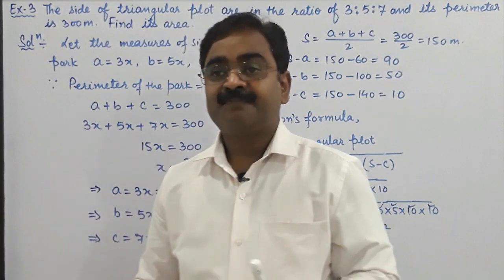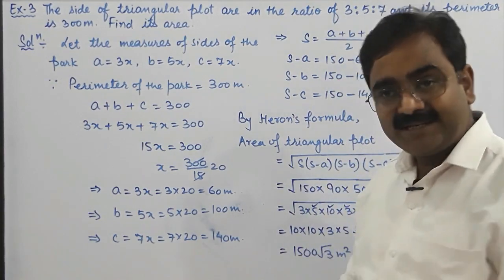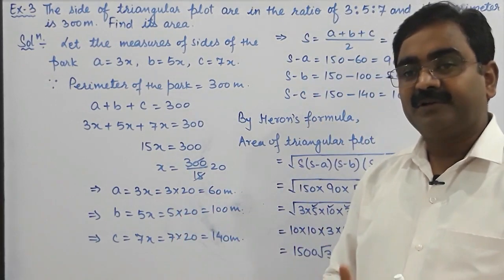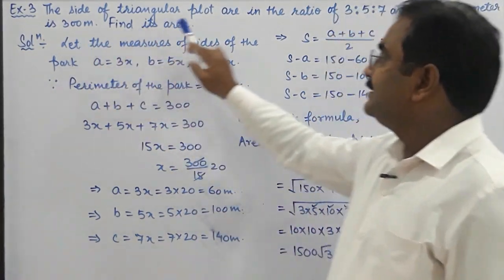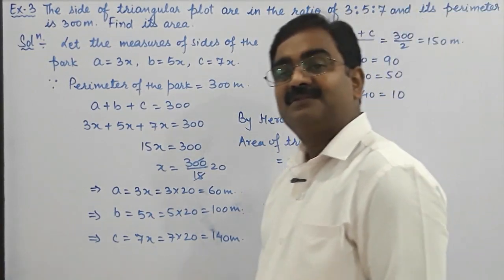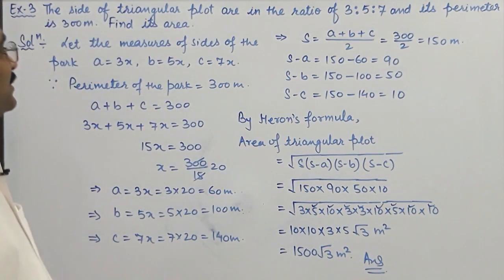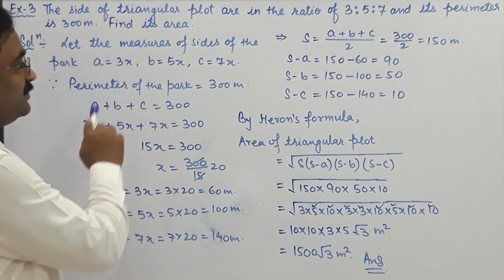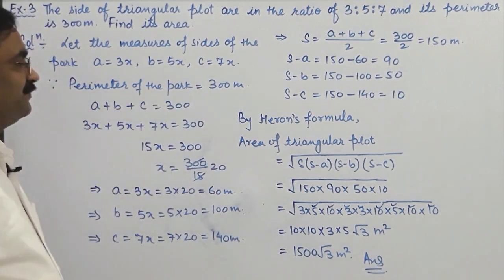So dear students, keep patience, understand each and every step carefully. Once again I am going to explain to you. Watch carefully, if there is any difficulty you can comment in the comment box. First of all, as the sides of this triangular plot were in the ratio of 3:5:7, we took these ratios as the actual measure of the sides. So we supposed the sides of that triangular plot: first side a is equal to 3x, b is equal to 5x, c is equal to 7x, right?